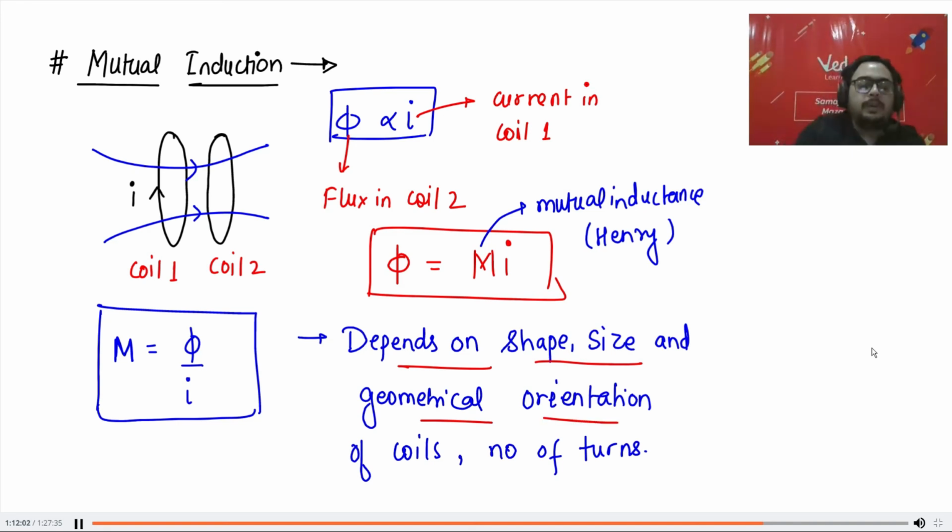Utkarsh has opened the NCERT and he is going line by line and telling us the headings. Okay, so this is mutual inductance. I hope the meaning is clear to you.